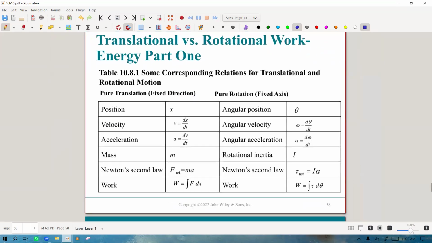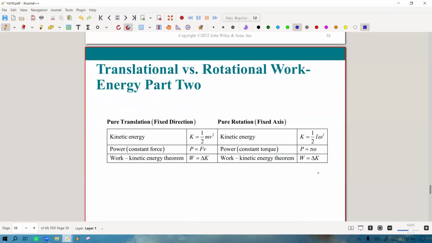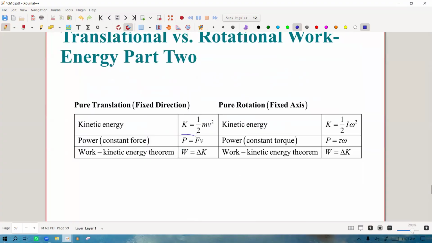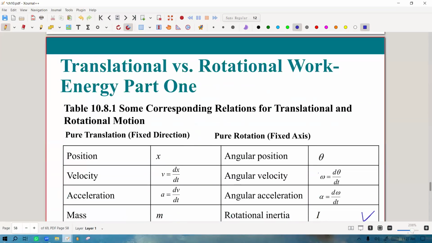So, translational versus rotational work and energy, part 1. Here position, velocity, acceleration, mass and work, right? We can make the analog. Kinetic energy half m v squared is analogous to K equal half I omega squared. And the power F times v is analogous to tau times omega. Okay, this is for the work.